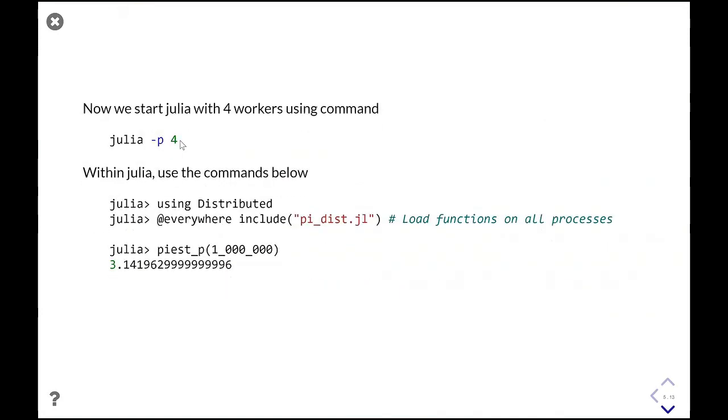We start four processes, and load the module Distributed, and load everywhere, sorry, everywhere we include the function defined in this file. This means that on every single worker we include this function, so the function will be defined on every single worker. And then we simply call this on main. On the main process, it will automatically distribute to other processes and get our results. This is the example of computing pi.